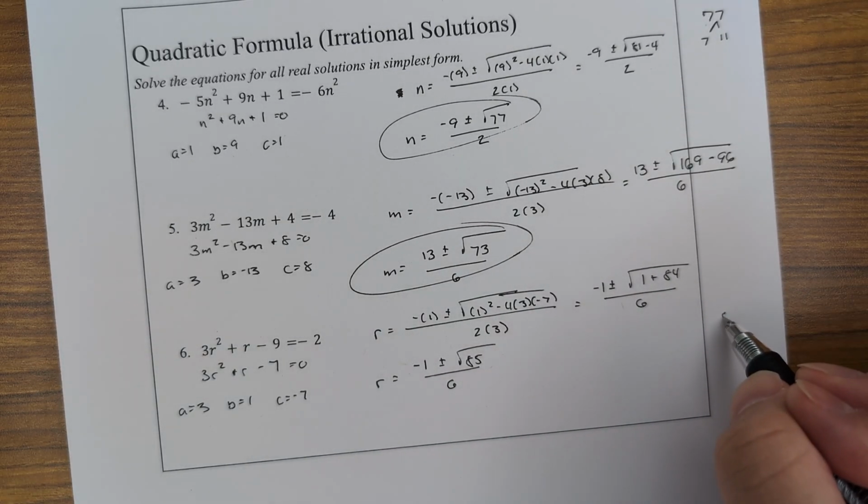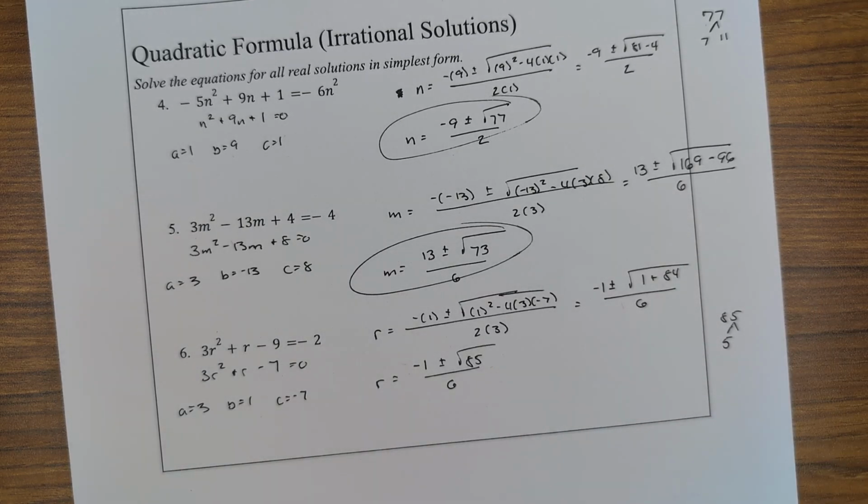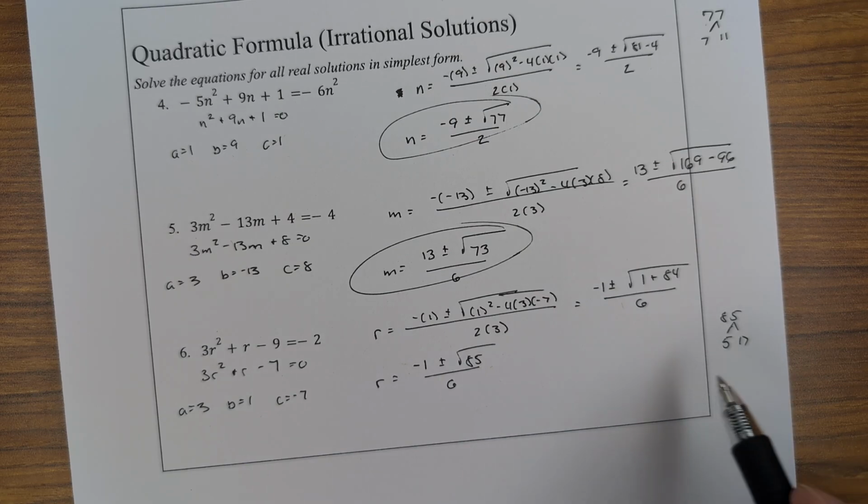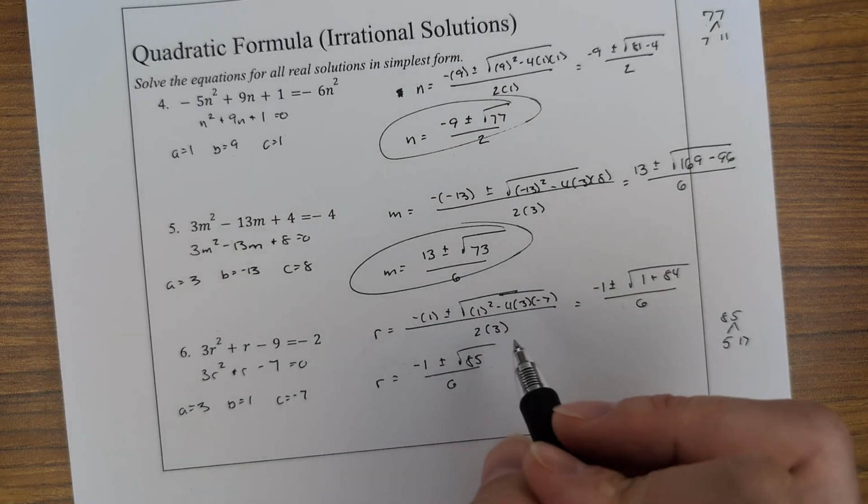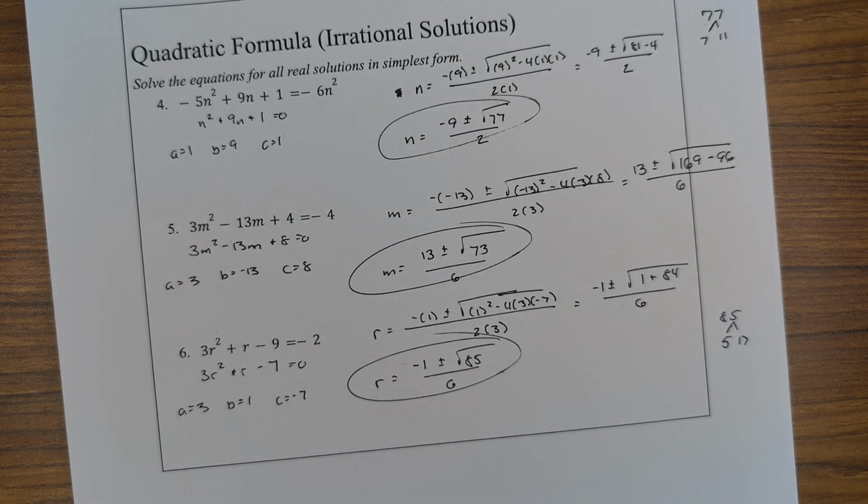So 85 is divisible by 5, but I don't know if that gets us anything useful. Nope, it's 5 and 17, so neither of those factor any further. I don't have any pairs, which means root 85 does not simplify. That brings us to the end of the section.